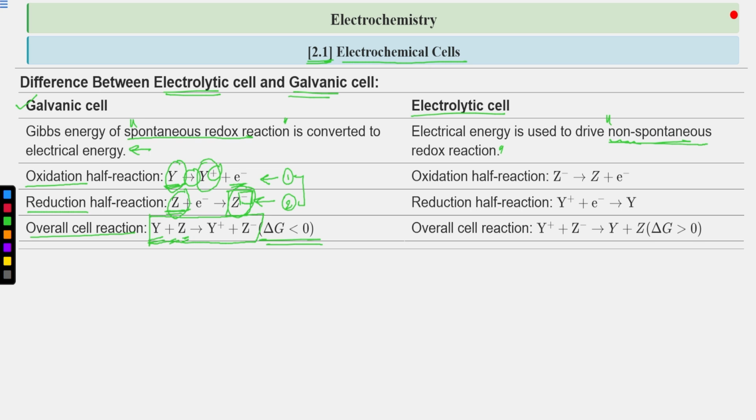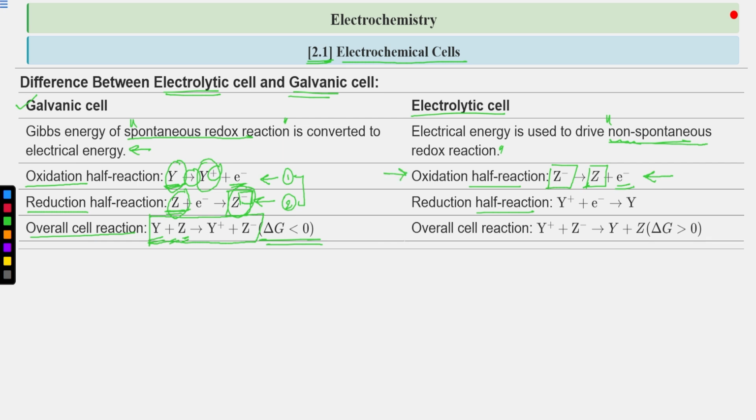Now, if we talk about the electrolytic cell, it also has the oxidation half reaction and the reduction half reaction. If you see the oxidation half reaction for the electrolytic cell, the Z negative is converting to Z plus an electron. So it is also releasing electrons as per oxidation. Z negative, which has a negative charge, means it has one electron or one negative charge extra on it. So it releases one electron from itself and becomes neutral plus electron. So this depicts the releasing of electrons as per the oxidation definition.